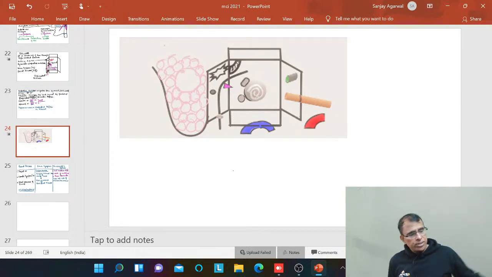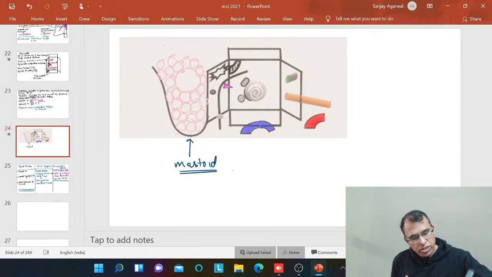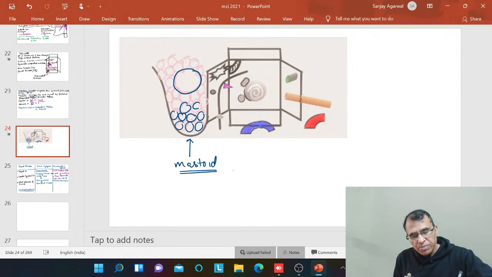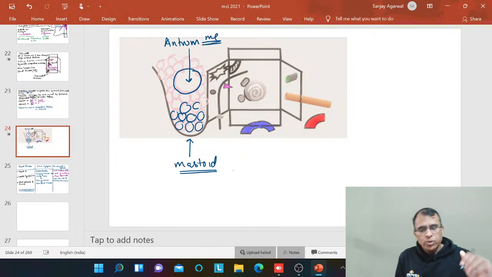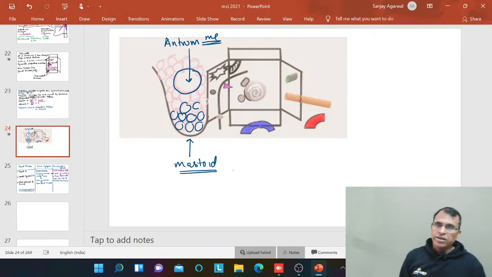Behind the middle ear, this is your mastoid. And mastoid has cells. These are air cells of the mastoid. So mastoid is very cellular. And this is the largest cell of the mastoid. And the largest cell of the mastoid has a name, it's called antrum. This is MCQ. What is the largest mastoid air cell called? Antrum. It is a very popular, very simple question.